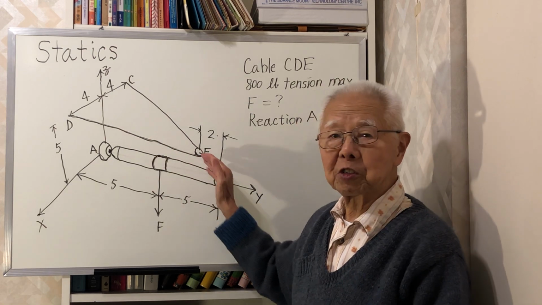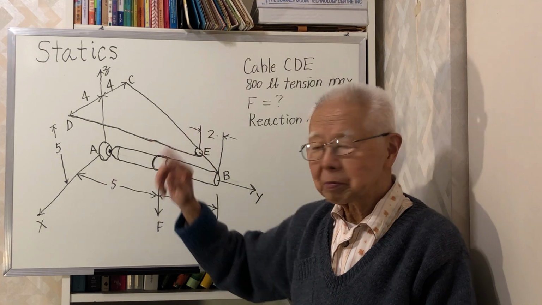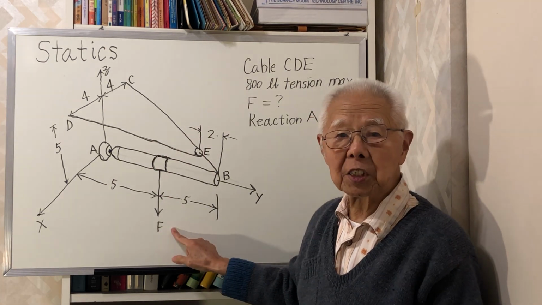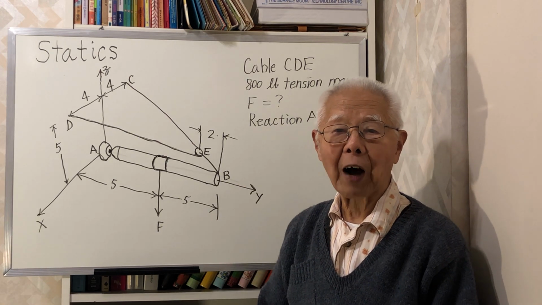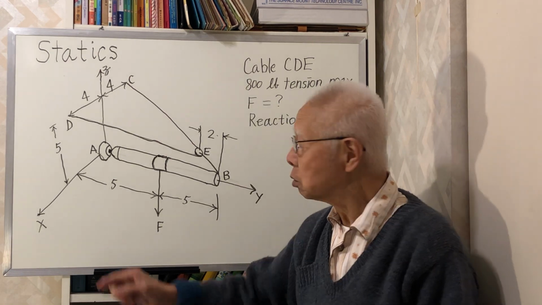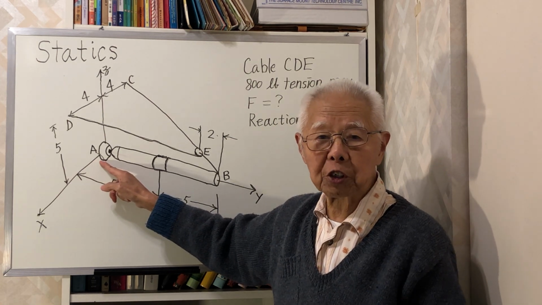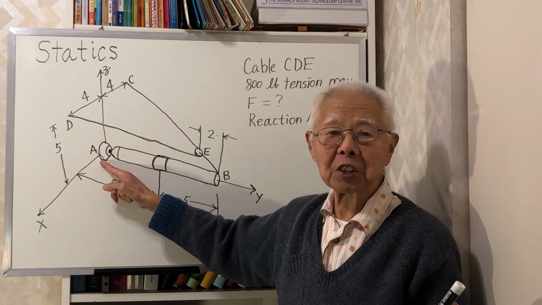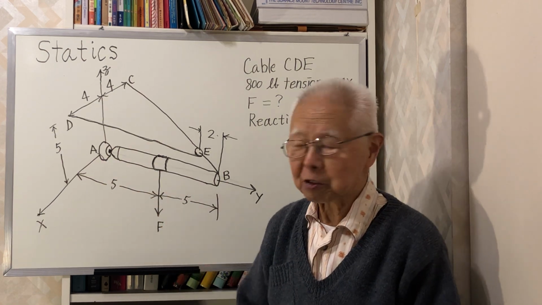When the tension on this cable is 800, what is the force F? That's what we want to find. And also, what are the reaction forces at joint A? So we want to find these things. Okay.